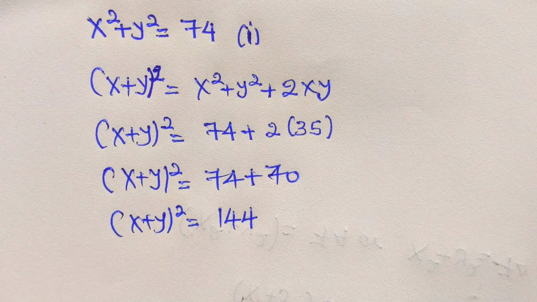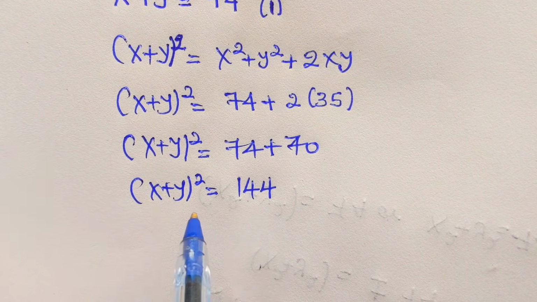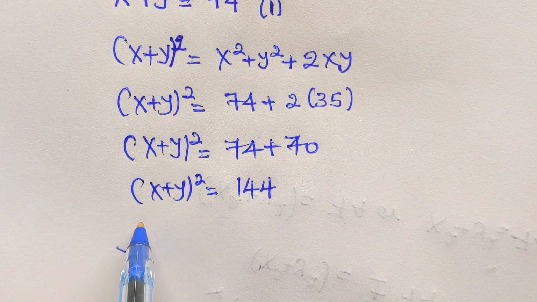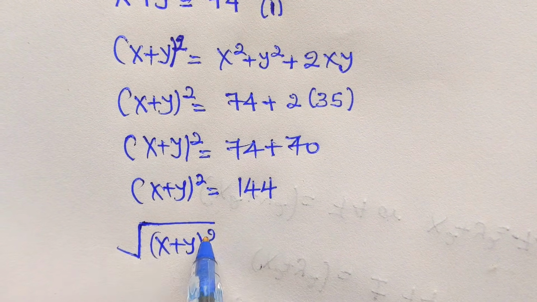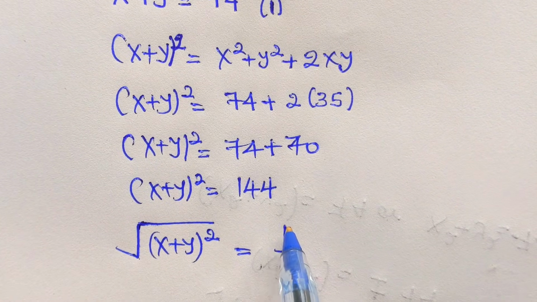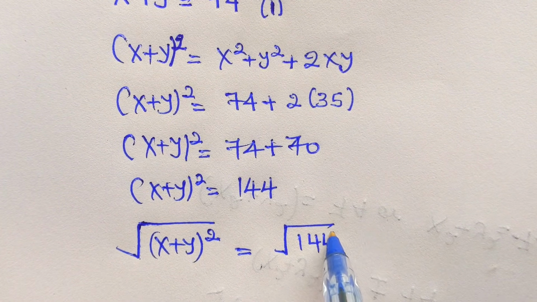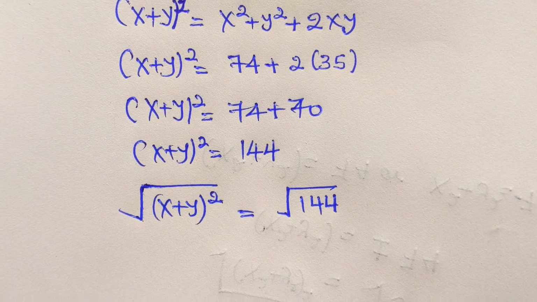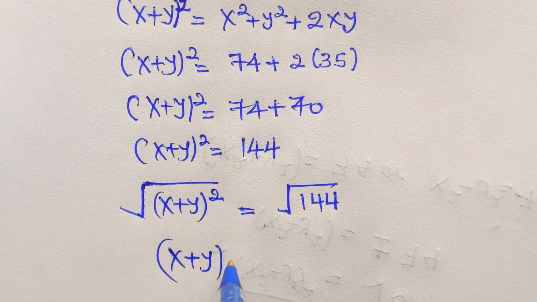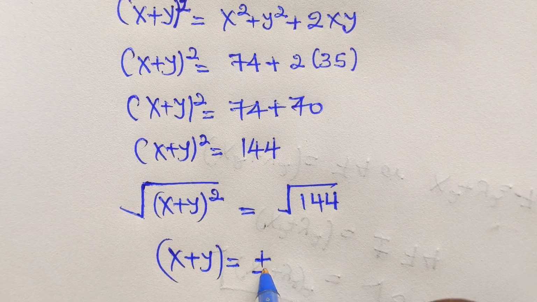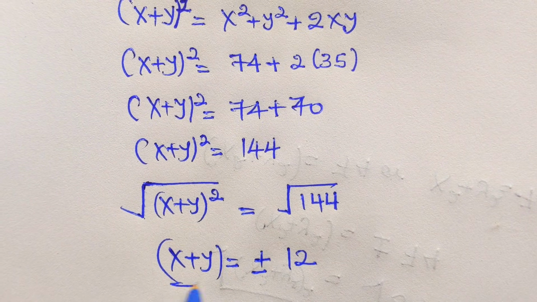Which is equal to 144. If we apply the square root, the square root of (x plus y) squared is equal to the square root of 144. Then x plus y will be positive or negative 12.